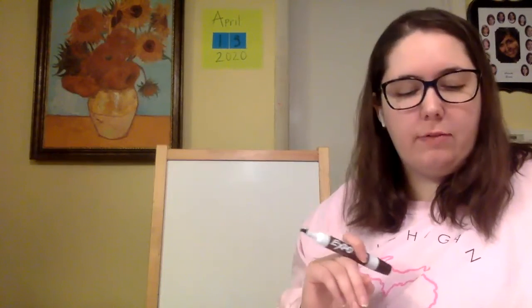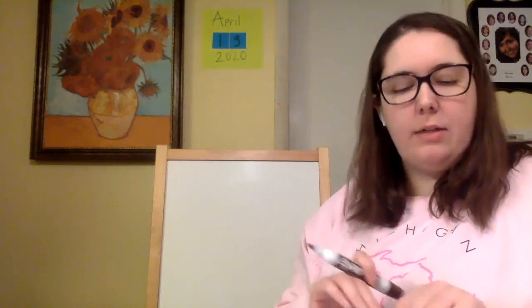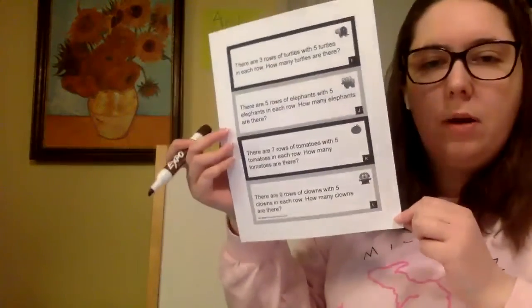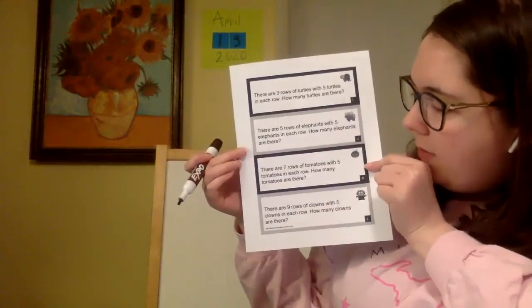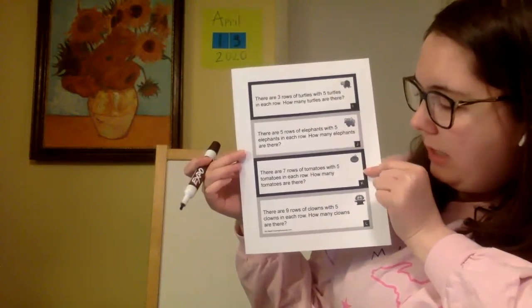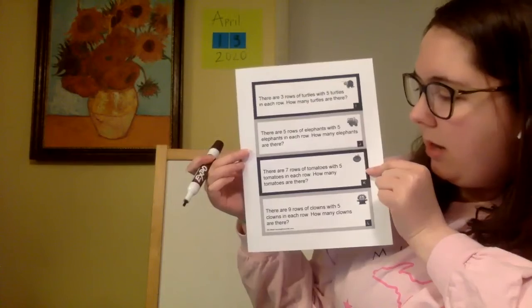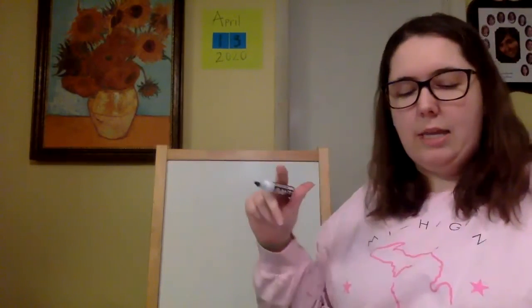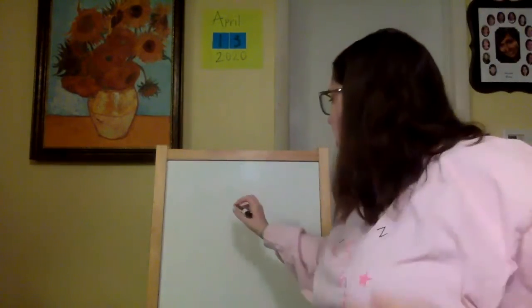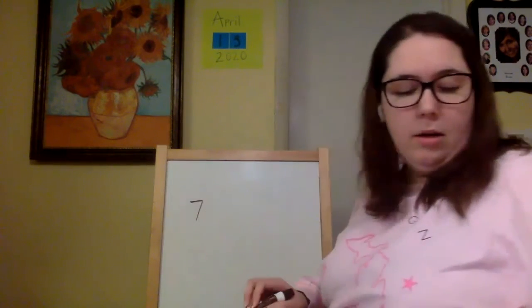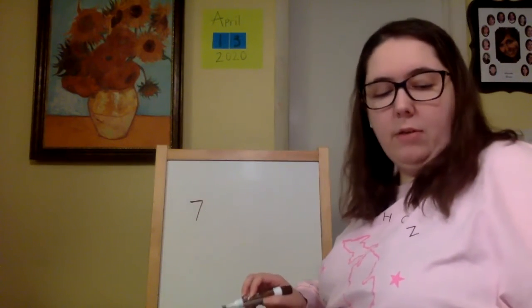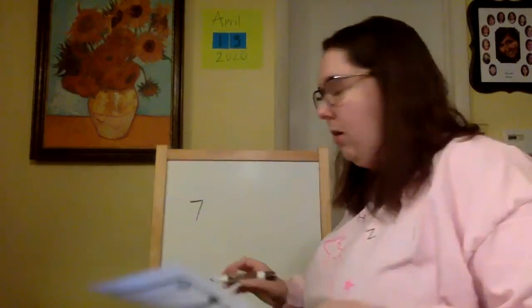All right, this is the last practice problem. I'm just kind of jumping around to give you a little bit of idea of how to do this. So the last one I'm going to touch on is this one with the tomatoes. So there are 7 rows of tomatoes with 5 tomatoes in each row. How many tomatoes are there? So I see there are 7 rows of tomatoes. So I'm going to draw a 7 here. And I'm going to make 7 rows with 5 tomatoes in each row.